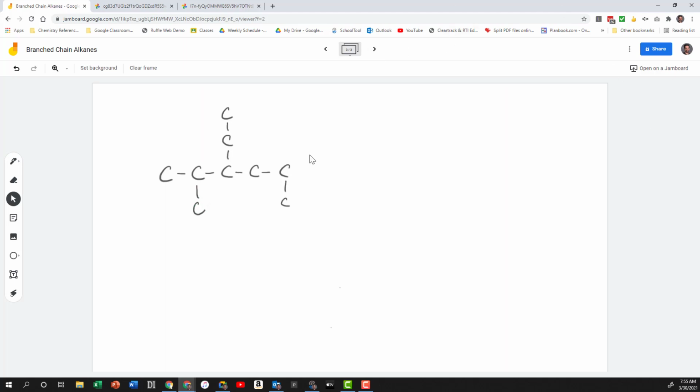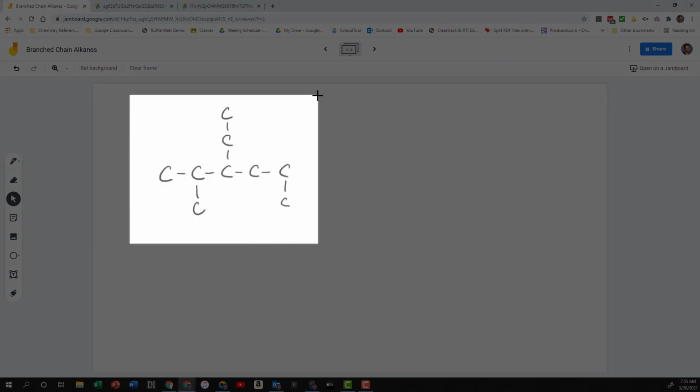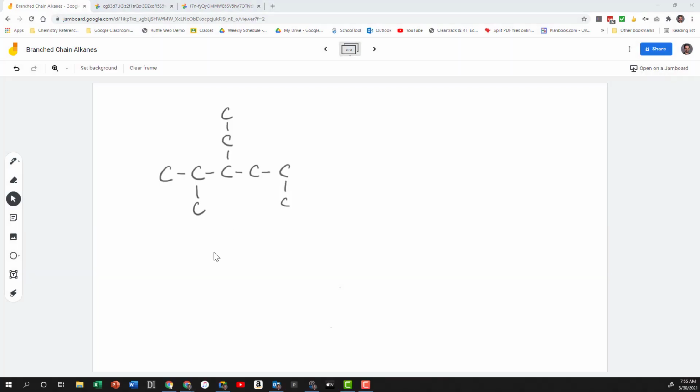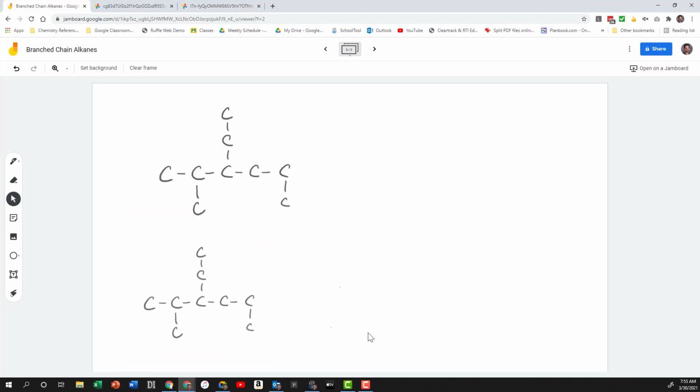Okay, and we're going to do this in 2 different ways as well. For this one, we can actually do a couple different ways. We can look at it in several different ways. Okay, so the first thing you do is you find the longest continuous chain. You would think it'd just be this, right? However, this carbon down here is part of that chain. So as long as you can go in order, that's what it is.